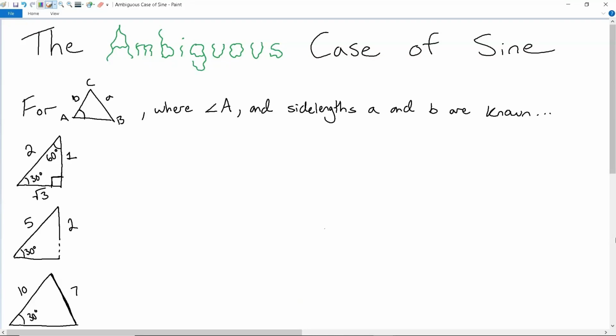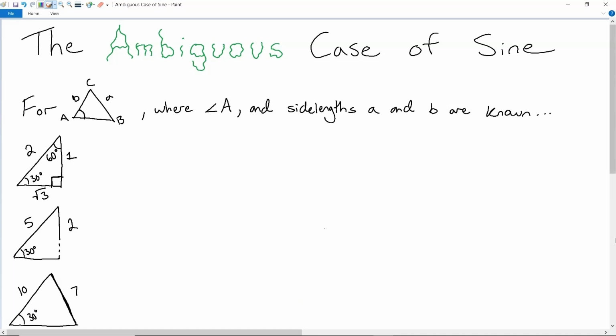I've got a video on the ambiguous case of sine, and this is usually the hardest area of trigonometry for grade 11 students, so I thought it would be a good idea to give a quick overview on the theory and also how to solve the ambiguous case. Now, if you want to jump right ahead to how to solve a question involving the ambiguous case of sine, feel free to skip ahead in this video.